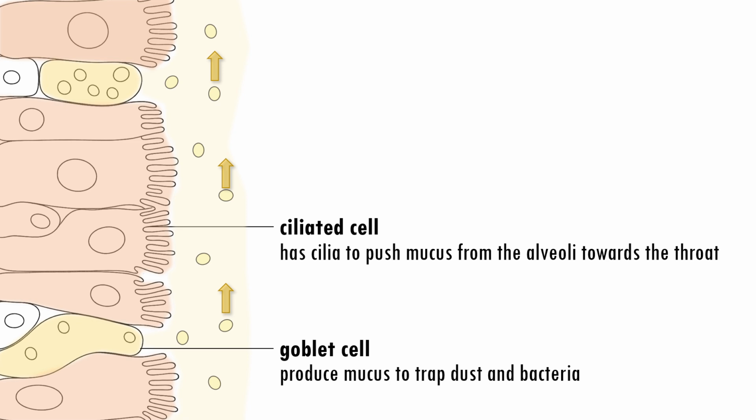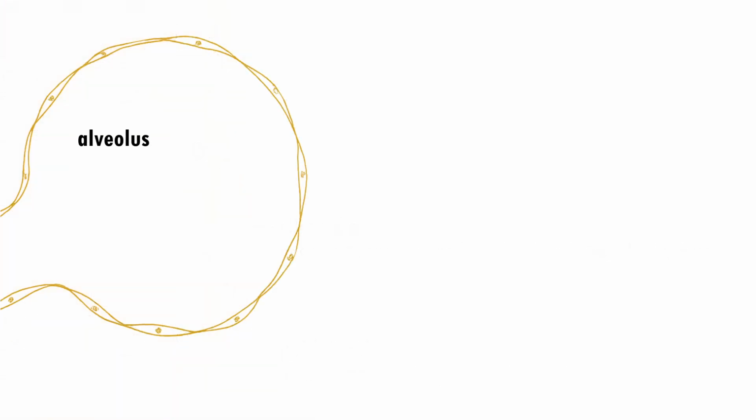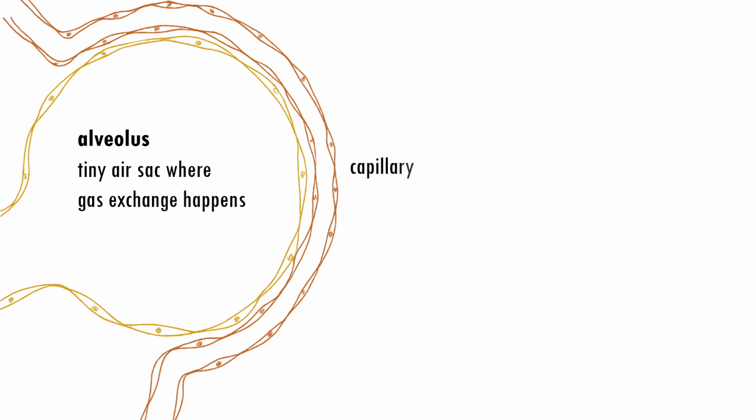All right, let's take a closer look at one of the most important parts of the lungs, the alveolus. An alveolus is a tiny air sac inside the lungs where gas exchange takes place. Each one is surrounded by a large network of capillaries, which are tiny blood vessels. There are hundreds of millions of these sacs in the lungs. Together, they provide a huge surface area, big enough to cover half a tennis court if you could spread them all out flat.